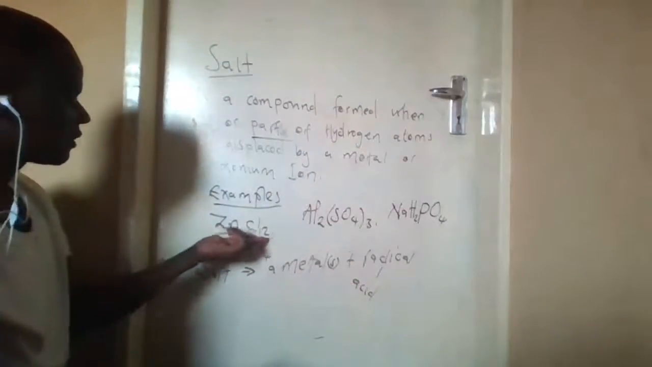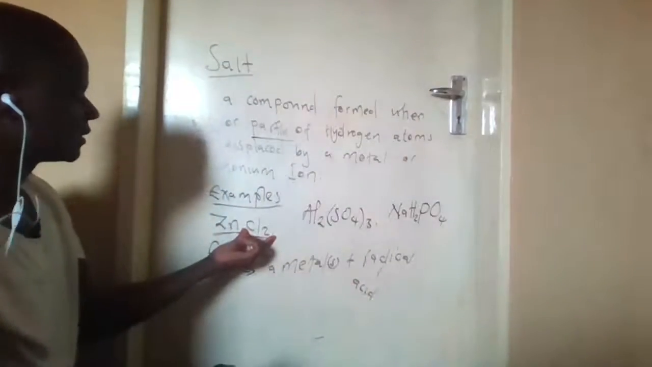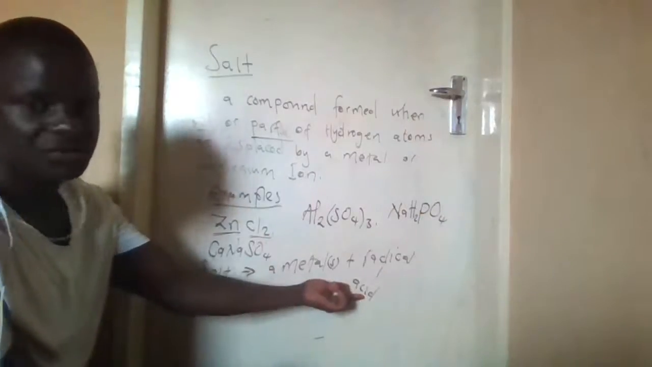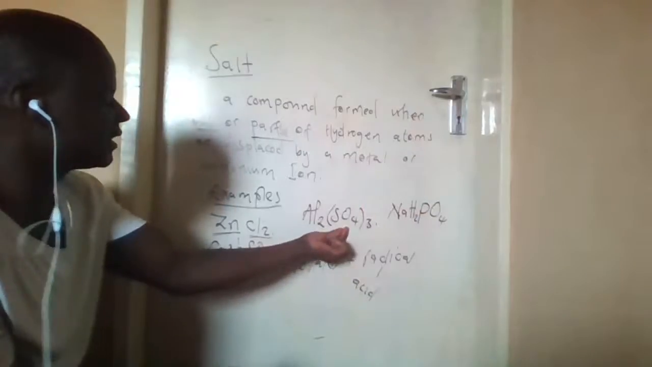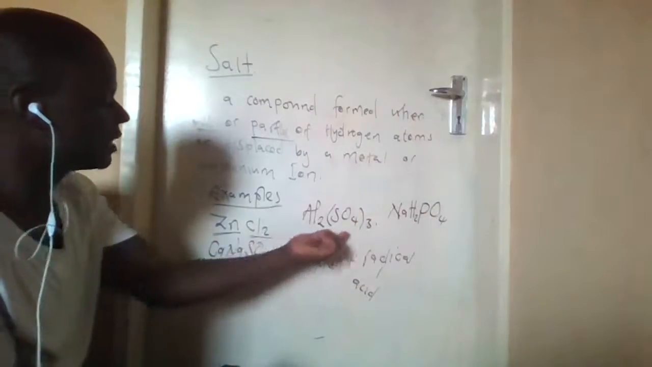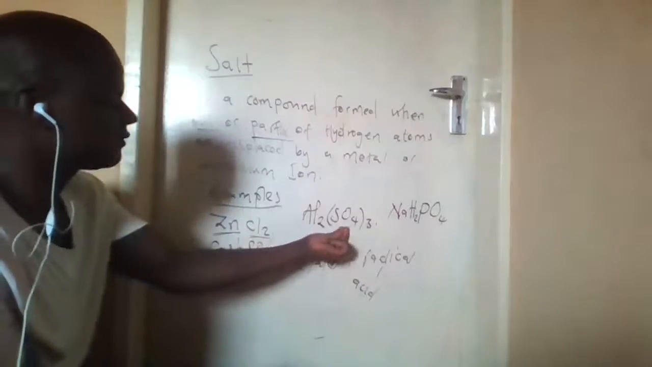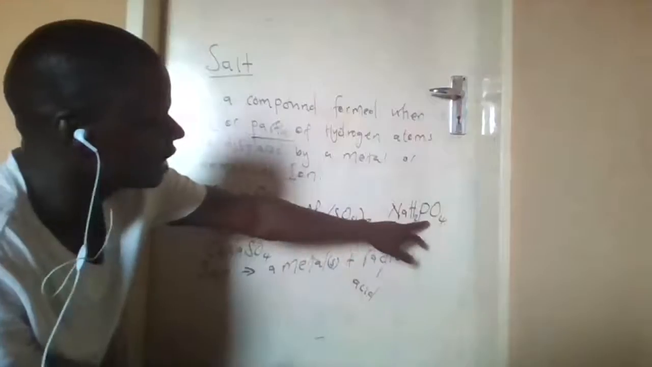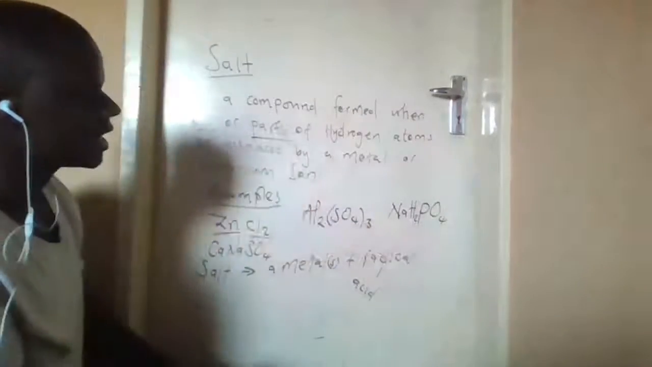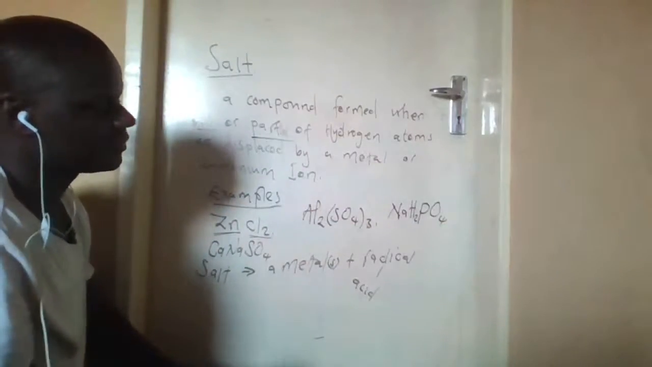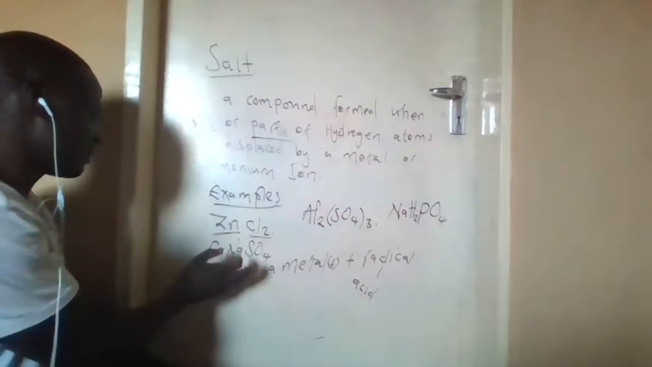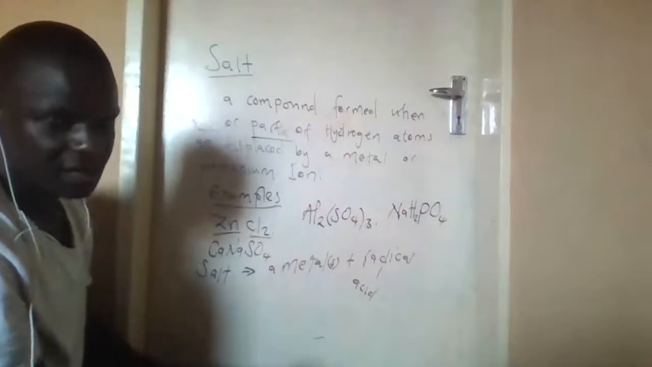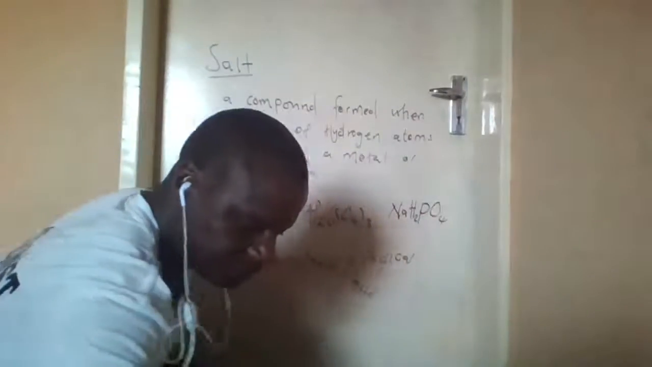If you look at zinc chloride, the chloride radical is coming from hydrochloric acid. Then the sulfate radical in the salt aluminium sulfate is coming from sulfuric acid. And this one here, sodium hydrogen phosphate, the PO4, the phosphate radical, is coming from phosphoric acid. The same applies to this one here: the sulfate is coming from sulfuric acid.